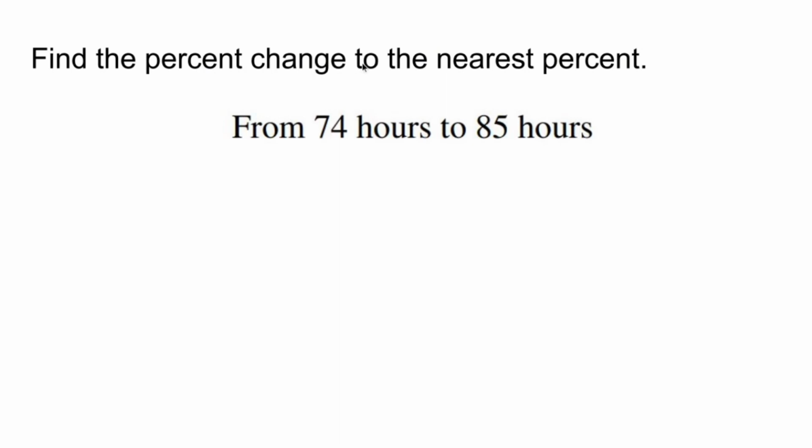Find the percent of change to the nearest percent. If you go from 74 hours to 85 hours, what is the percent of change? Well, the percent of change formula is going to be whatever your new value is, which would be this guy. That's our new value, 85. And we're going to subtract away our old value, which is 74. That's me writing out old. And then once we find that number, we divide that whole thing by the old value. So it's going to be new minus old, all divided by old.